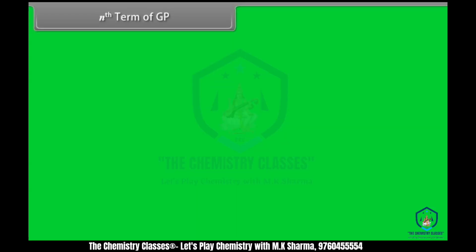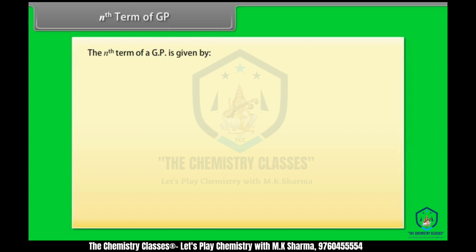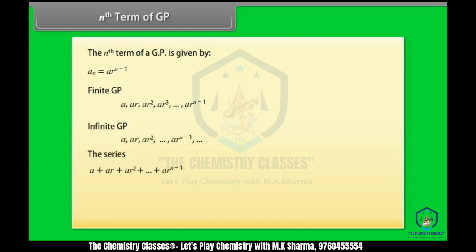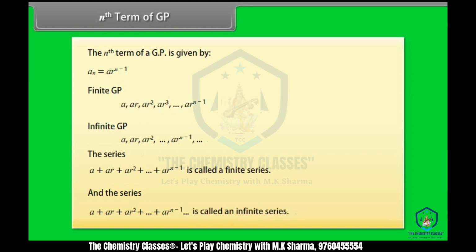Nth term of GP. The nth term of a GP is given by an is equal to a into r raised to power n minus 1. Finite GP and infinite GP are given below. The series a plus ar plus ar square plus so on till plus ar raised to the power n minus 1 is called a finite series, and the series a plus ar plus ar square plus so on, ar raised to the power n minus 1 and so on, is called an infinite series.